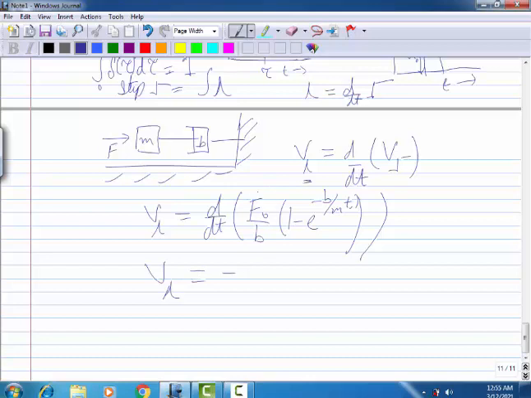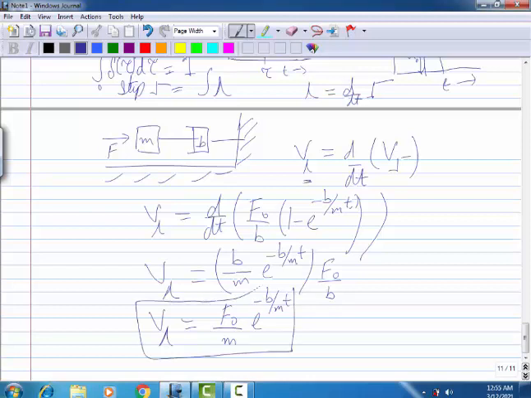The first term becomes 0. For the second term, if I take the derivative, minus minus becomes plus, so it becomes b divided by m exponential minus b by m t times F naught divided by b. Or I can write quickly, if I cancel out, it becomes F naught divided by m exponential minus b by m t. This is the solution for impulse response.